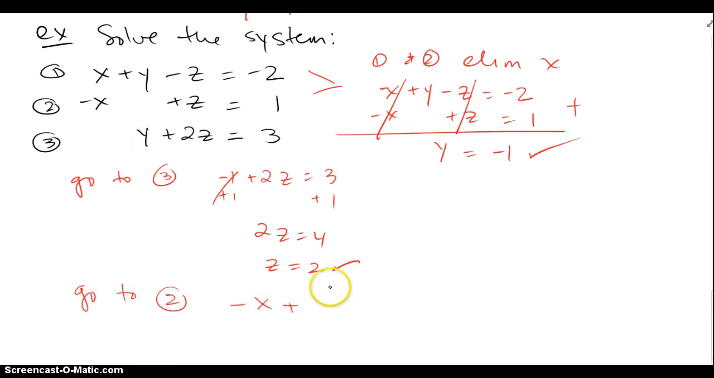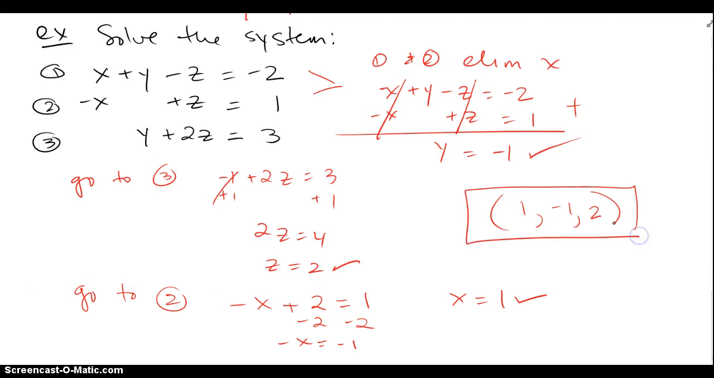Plug in 2 for your z, and it looks like x is equal to +1 if I divide both sides by a -1. So we got our x, y, and z, and our solution is 1, -1, and 2.